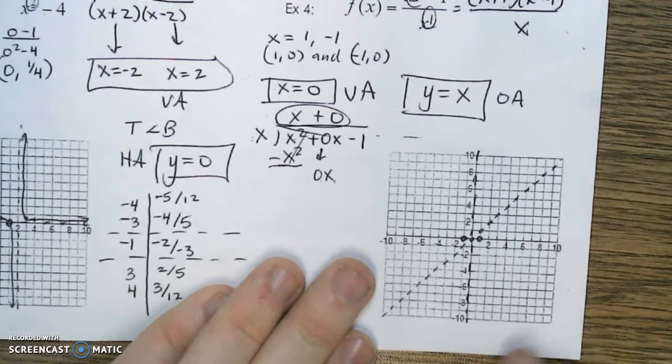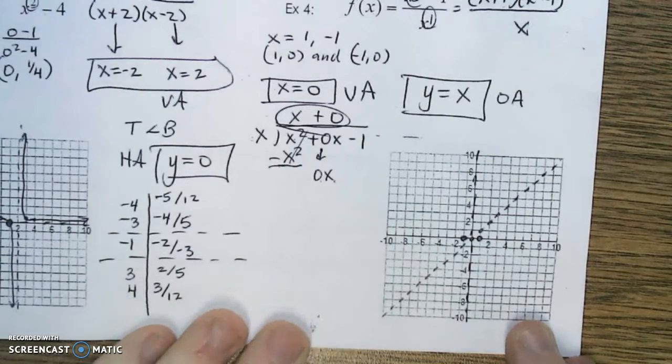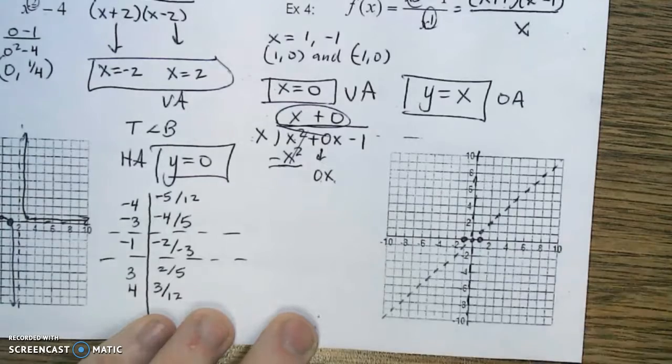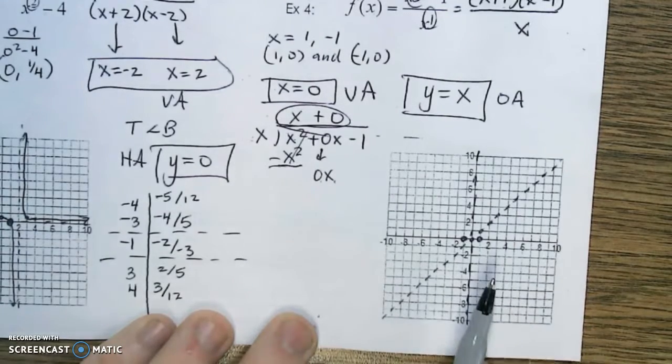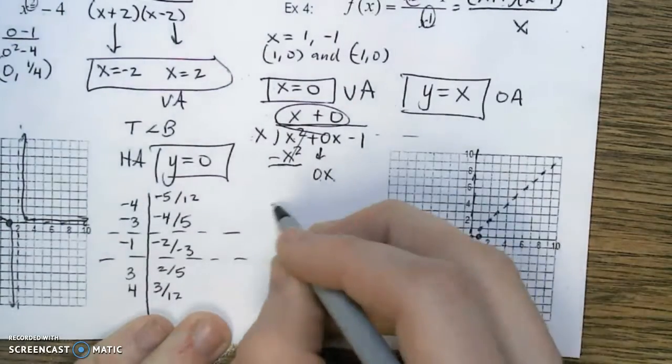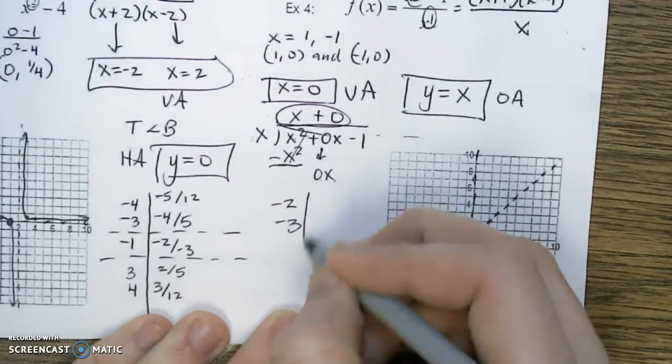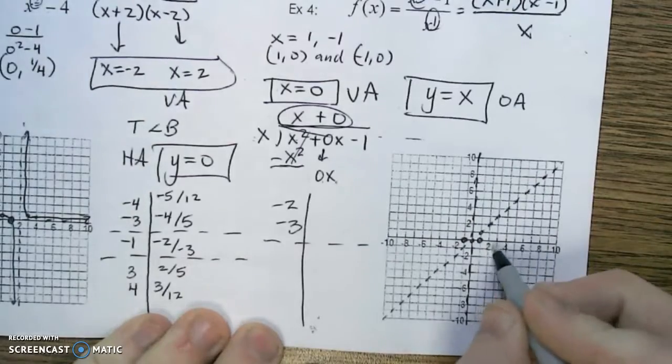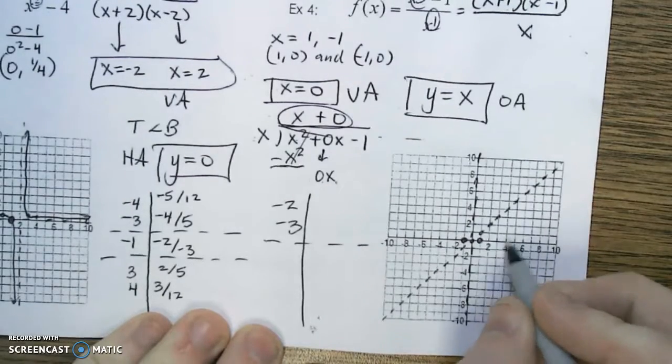And then we just need to plug in some points. So let's plug in some points to the left, some points to the right. I already have 1 point. Let's plug in -2 and -3 and see if that's any good. And then over here, let's plug in +2 and +3.